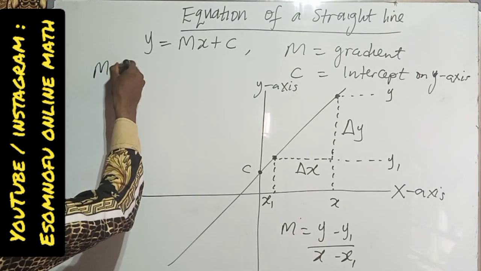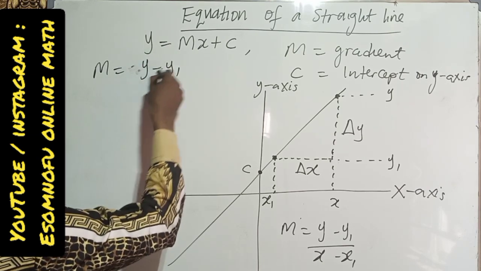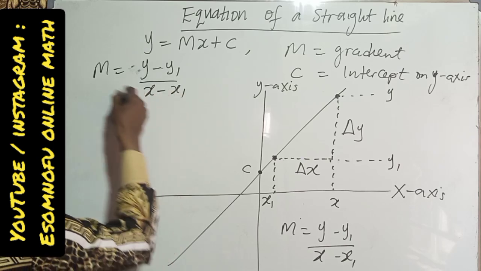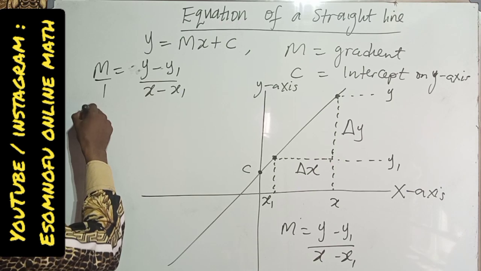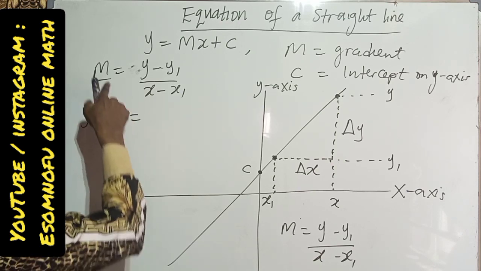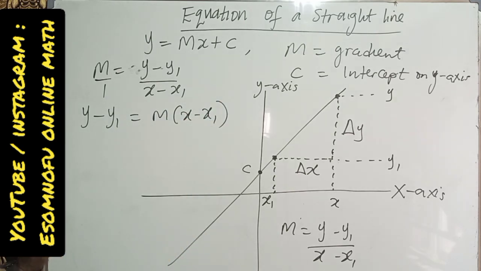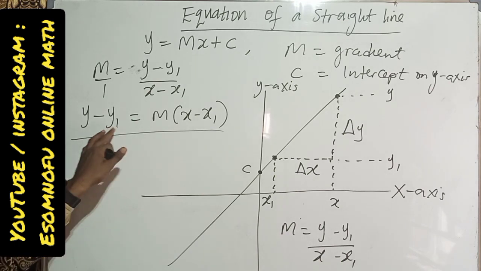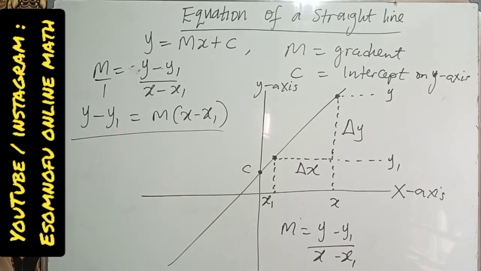Now, since we have that m is equal to (y minus y1) over (x minus x1), if I cross multiply, we shall have y minus y1 equals m times (x minus x1). You can now see that this has given us another equation which is different from this, even though they are the same thing. This is the formula we use in getting the equation of a straight line: y minus y1 equals m into (x minus x1). Remember, this m is the gradient of the line.